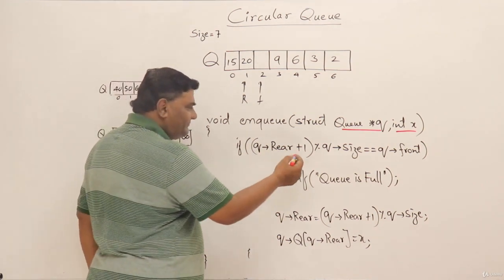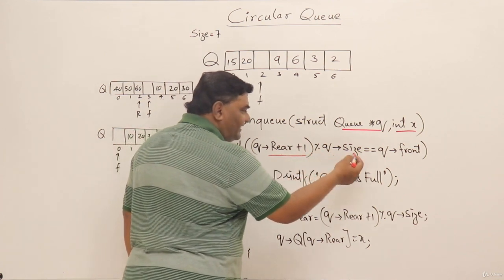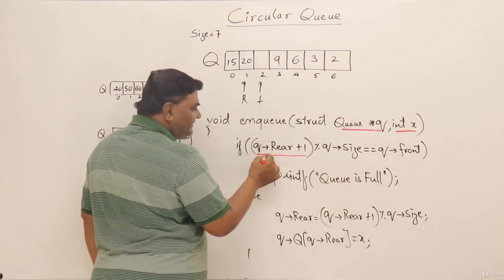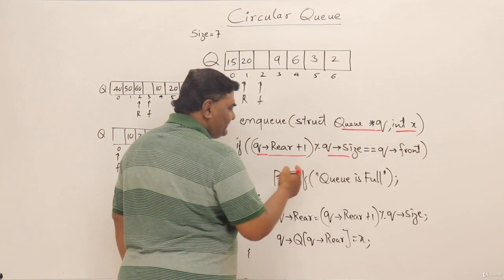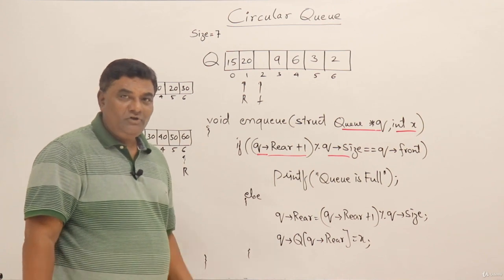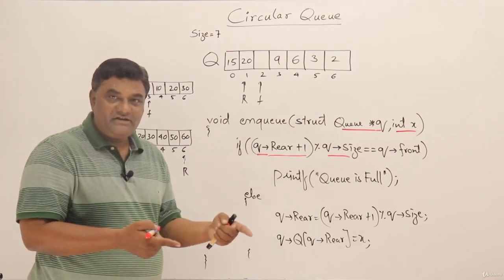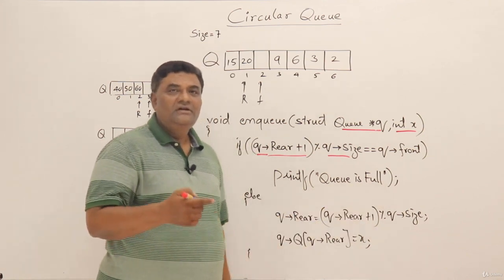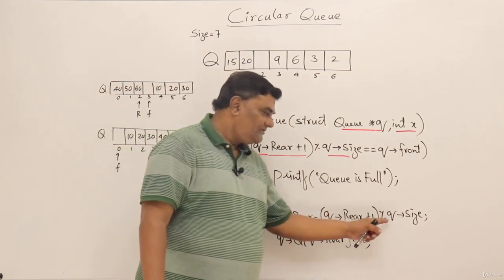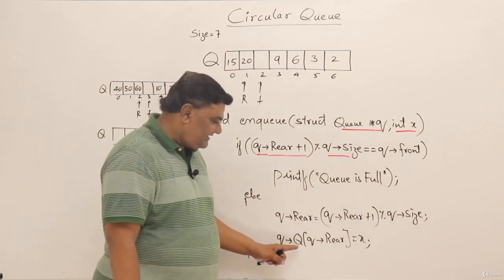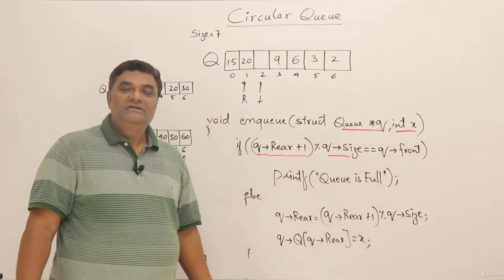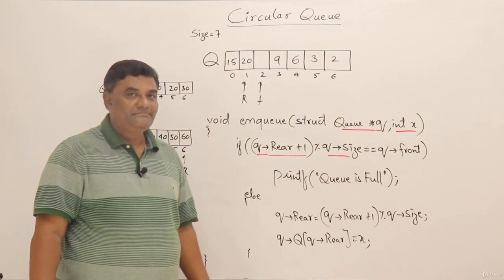So here I am checking that same condition: rear plus 1 mod size. As both are in this structure, I have to write Q's rear and Q's size. Rear plus 1 mod size, if it is equal to front. I am not modifying rear, just calculating that the next place is front. If so, then Q is full. Otherwise, move rear. How to move rear? Rear is modified by rear plus 1 mod size. Then at that same place, Q's rear, the value is written. So that's it. This is NQ for a circular queue using array.